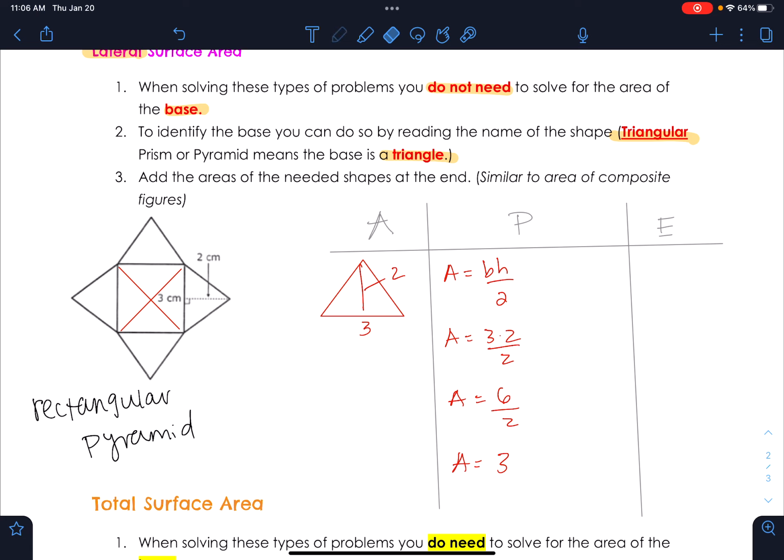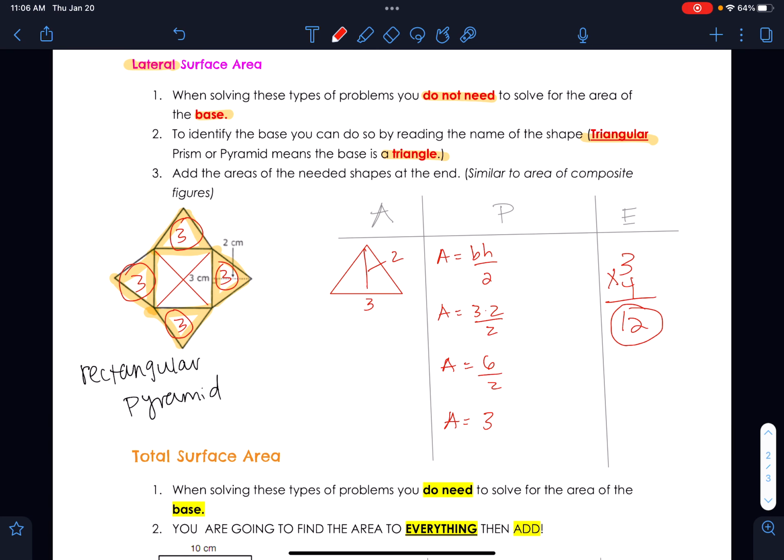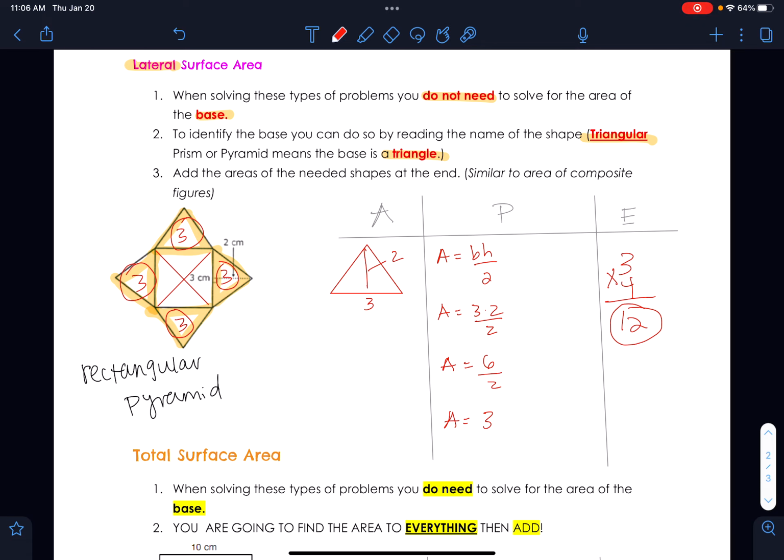But I have 1, 2, 3, 4. So I have to multiply 3 times 4 to find the area of all of them. And that gives me 12. This one's 3, this one's 3, this one's 3, and this one's also 3. So the area of all of those triangles, or the lateral surface area of the shape, is 12.